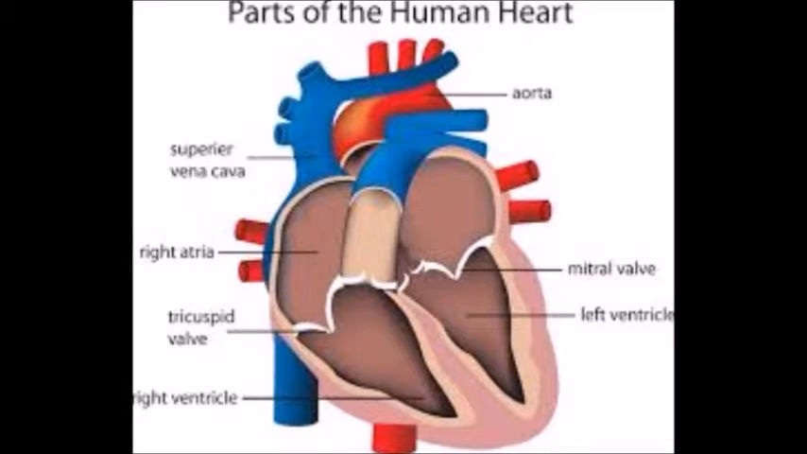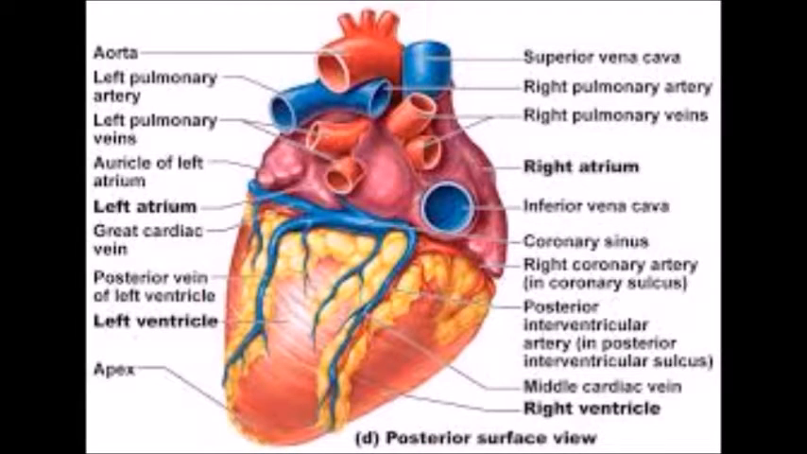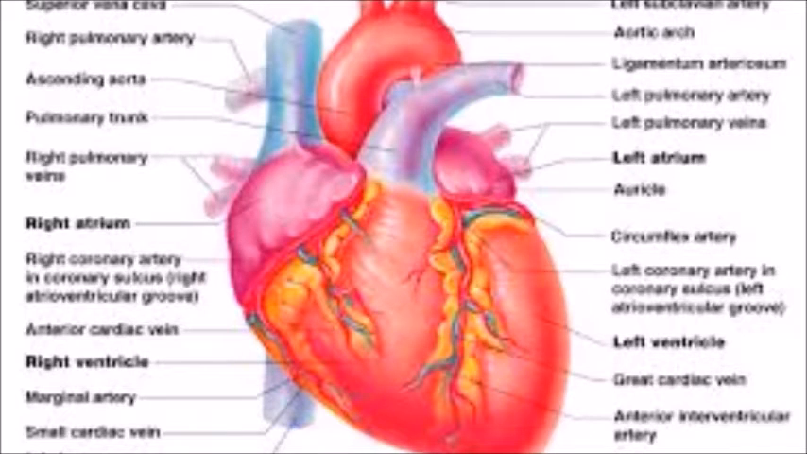The left AV valve is called the bicuspid valve. It has two flaps. These valves are supported by the chordae tendineae, strong fibrous strings that attach the ends of the valves to the ventricles. The remaining valves are found between the ventricles and their attached blood vessels. They are called semilunar valves. The pulmonary semilunar valve lies between the right ventricle and the pulmonary trunk, while the aortic semilunar valve lies between the left ventricle and the aorta.